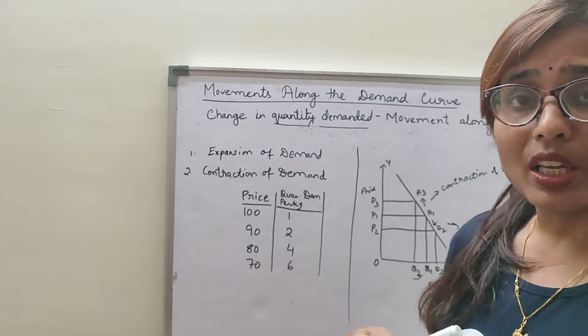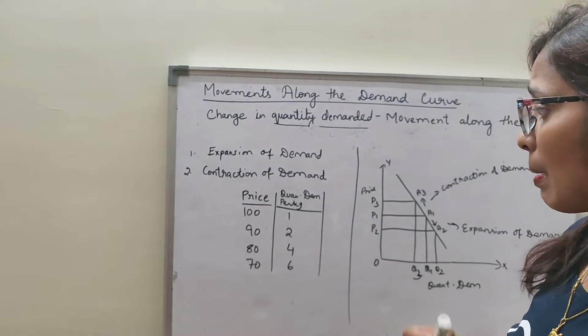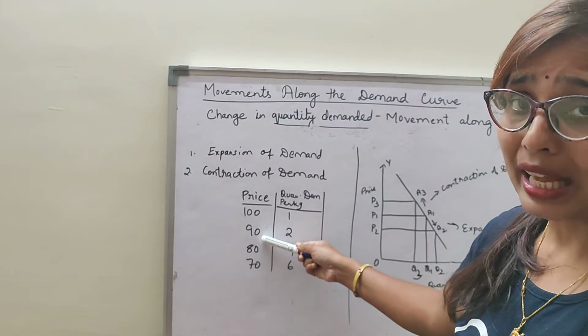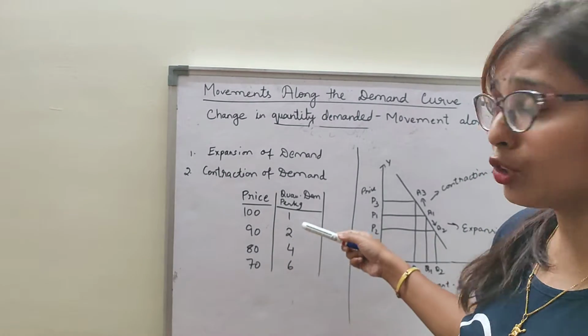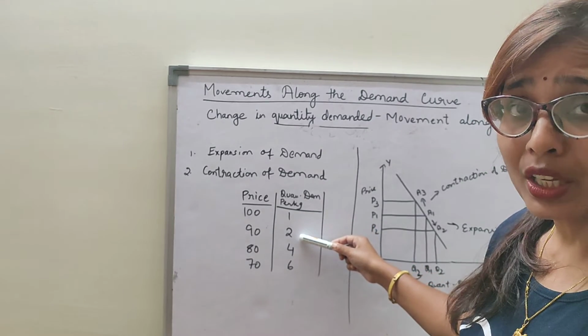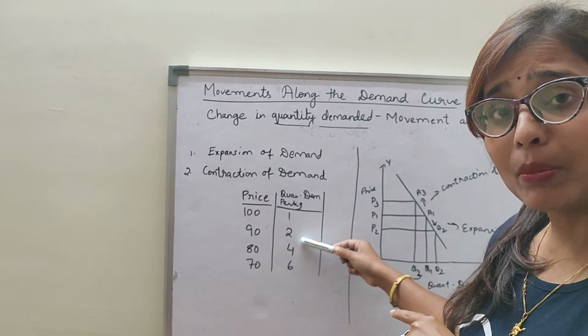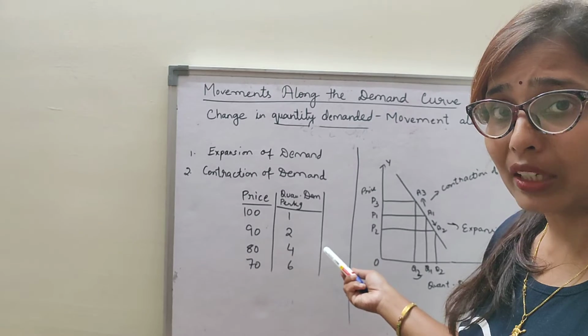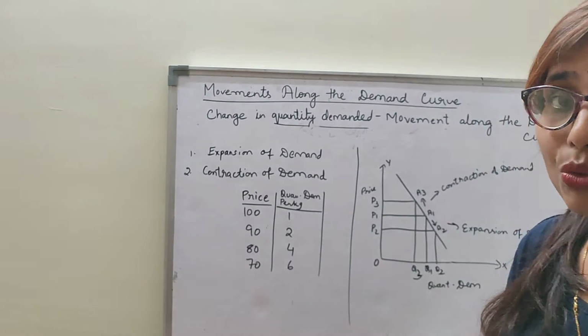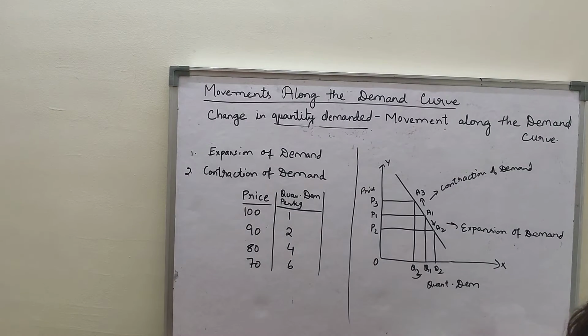See, here I am taking the example as mangoes. Suppose the price of mangoes falls down from rupees 100 to rupees 90. Now what happens? Consumer demands more quantity of mangoes from 1 kg to 2 kg. That means rise in quantity demanded or expansion of demand. That means when the price falls, consumer demands more quantities of mangoes. This is the expansion of demand.